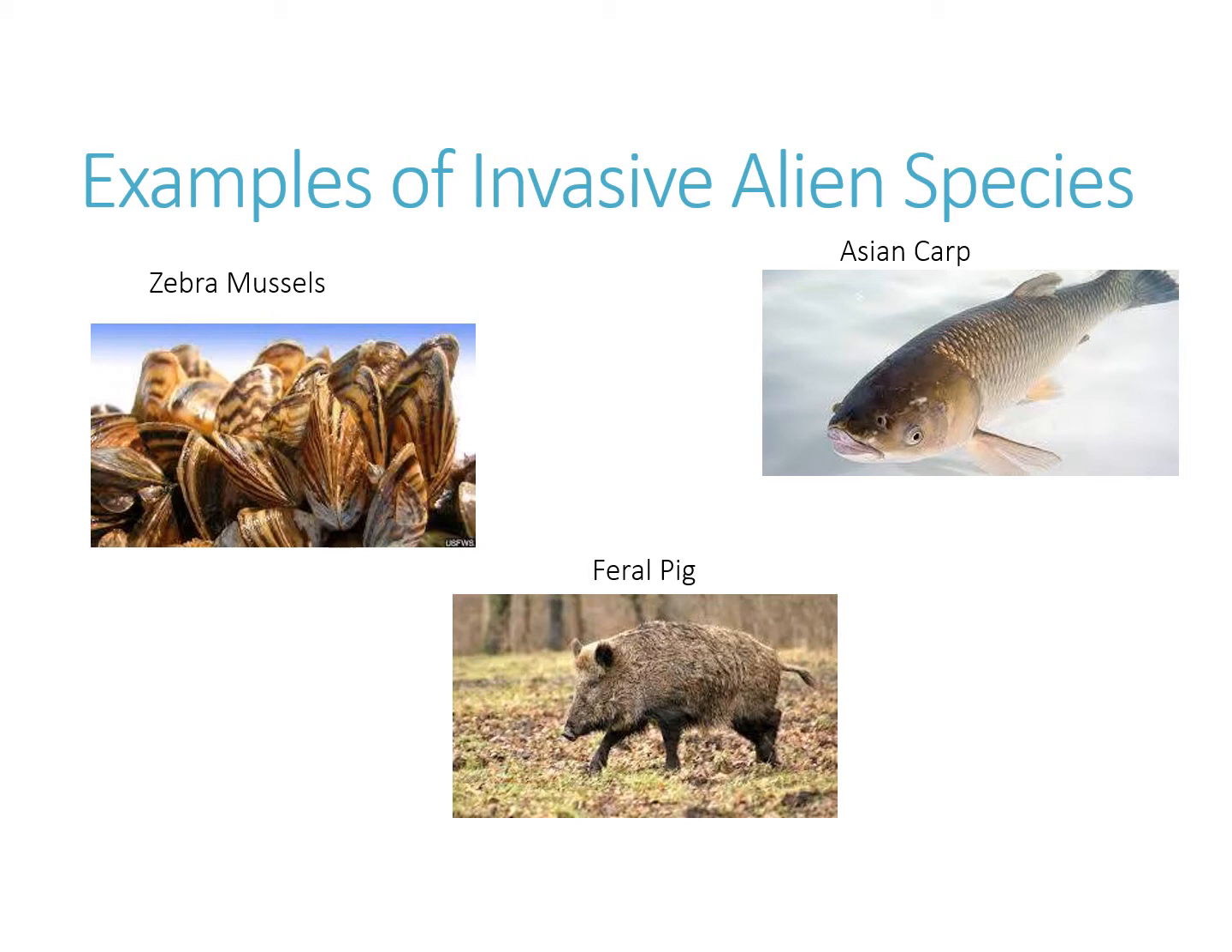One is the zebra mussel. It was originally in Russia and Europe. Another is the feral pig. It was in North Africa and Russia. And then Asian carp was from Asia. And now they're all in the United States, causing lots of problems.